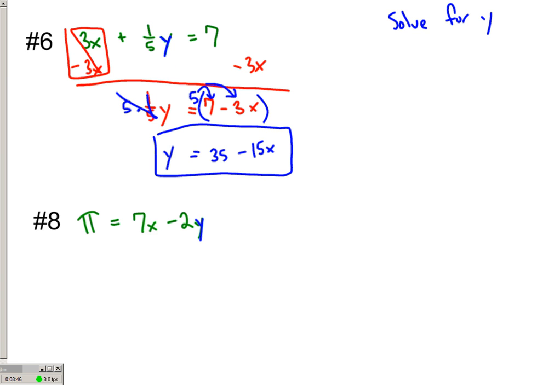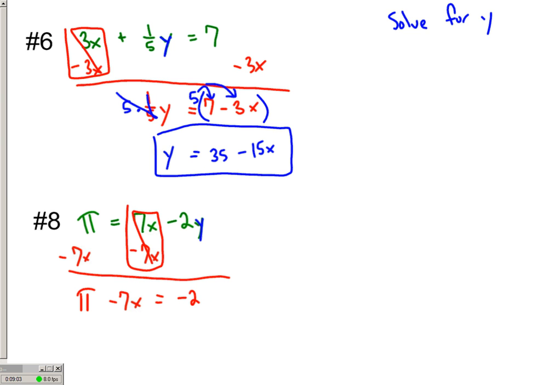Number 8 is the pi that causes a lot of issues there. Let's just go ahead and minus 7x from both sides. Okay, and I'm just going to say it's pi minus 7x equals, again, this part goes away, negative 2 times y. And then the last step would be to just divide both sides by negative 2. And we're done. Y will equal pi minus 7x divided by negative 2.